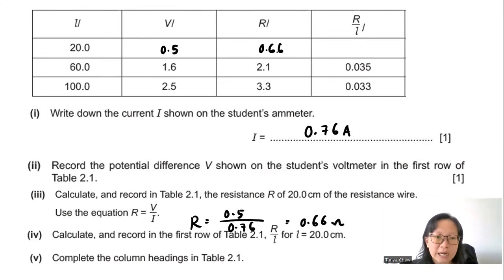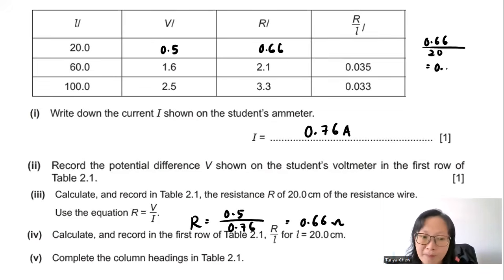And part 4, calculate and record in the first row of Table 2.1 R over L for length equal to 20 cm. So my R is 0.66 divided by 20. Since R over L for 60 and 100 cm are both recorded in two significant figures, my answer for R over L for 20 cm, I'm going to put in two significant figures as well. So 0.33 is my answer.